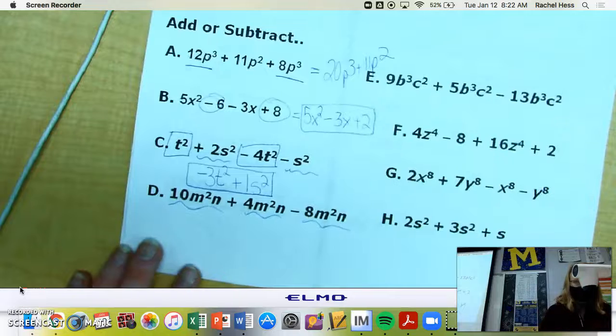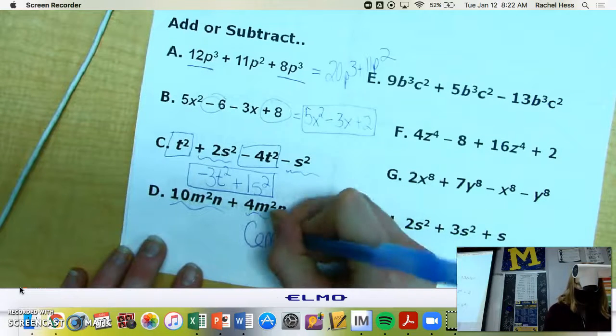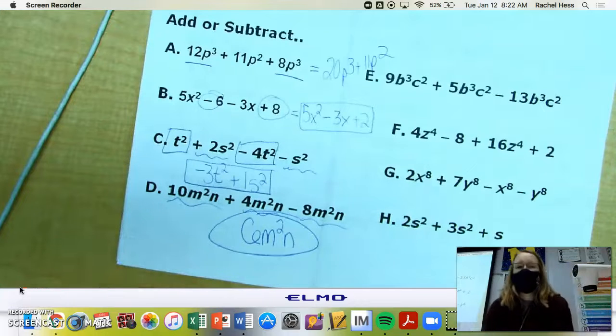So 10 plus 4 is 14, minus 8 gives me, what, 6? Is that right? Okay, good. I was going to say, somebody check my math. It's early in the morning.